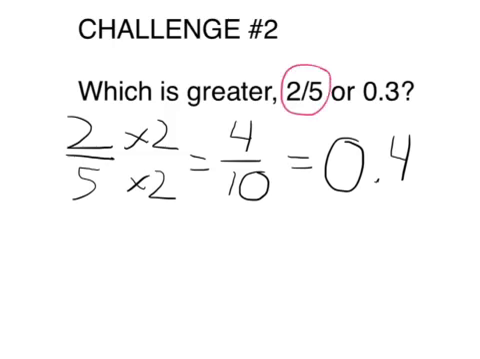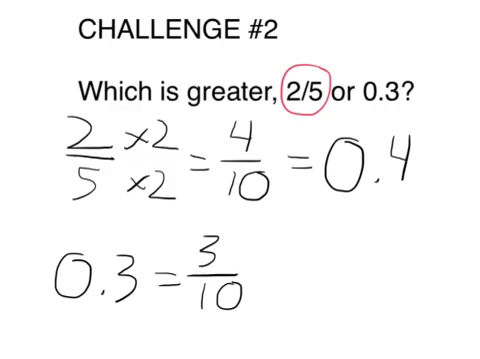Now, we might want to do it the other way. Maybe we want to turn 0.3 into a fraction. Well, 0.3, it's quite easy to turn it into a fraction because it is just a 3 in the tenths place. So 0.3 is the same as 3/10. And again, as you can see, 4/10 is more than 3/10. So our answer is 2/5 is greater than 0.3.